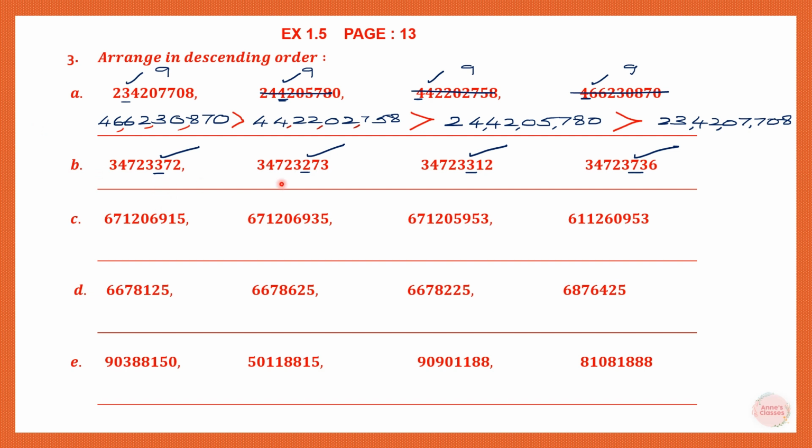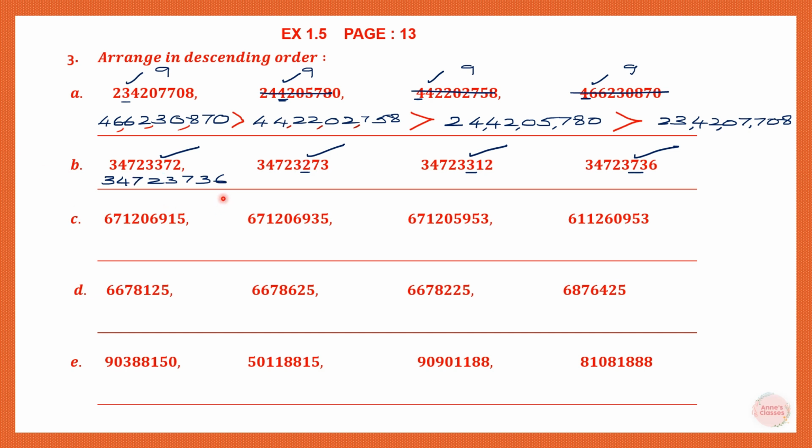So again we have 3, 2, 3, 7. We're looking for the biggest number, so this number will come first. So let's write down that number. So that is 3, 4, 7, then again we have 2, 3, 7, 3, 6.